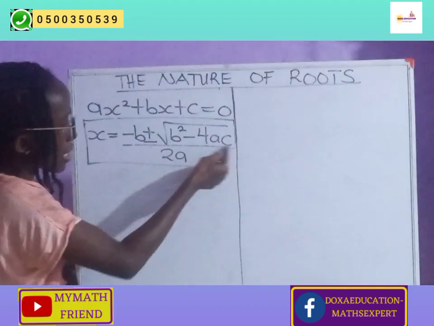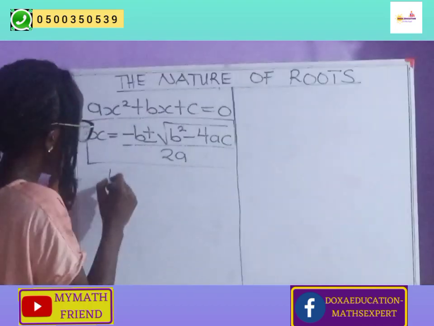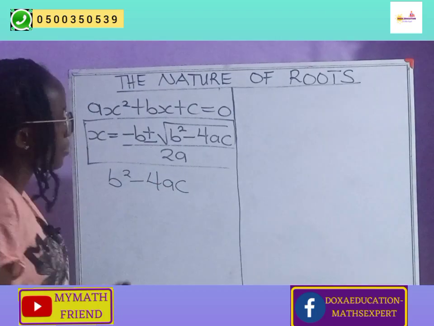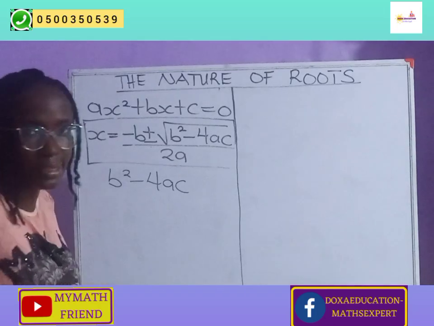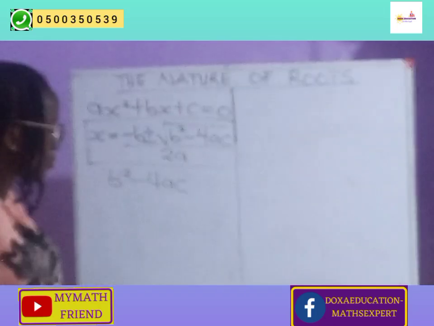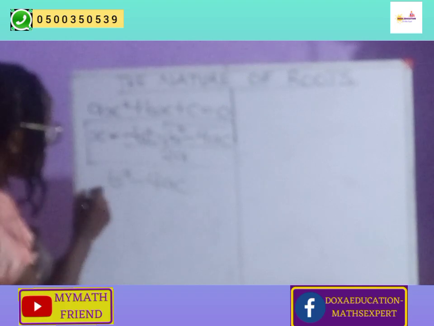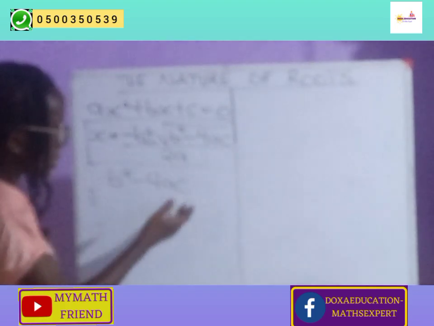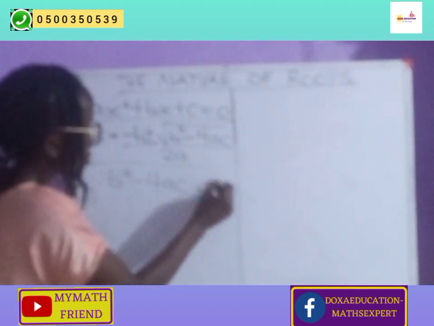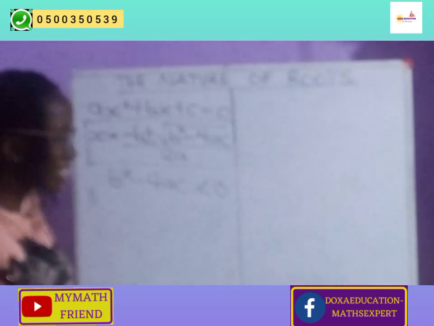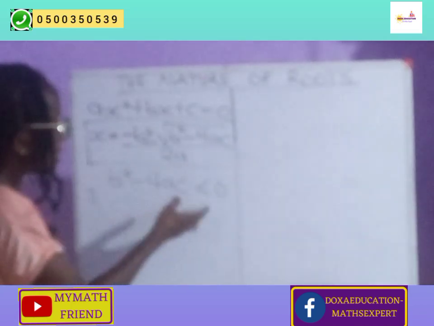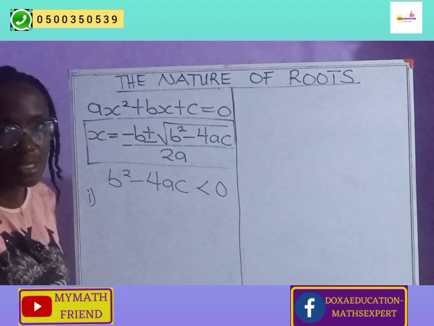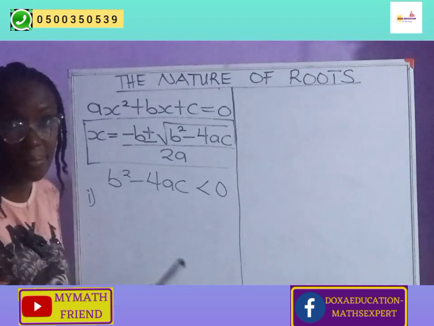Now take note of what is inside the square root: b squared minus 4ac. There are three cases in determining the nature of the roots. The first case is about b squared minus 4ac. You are going to be given values of a, b, and c to substitute into the equation, so after substituting, your answer is going to be a constant number.